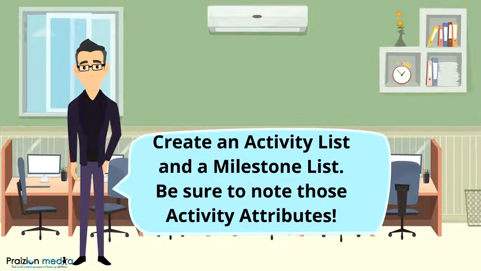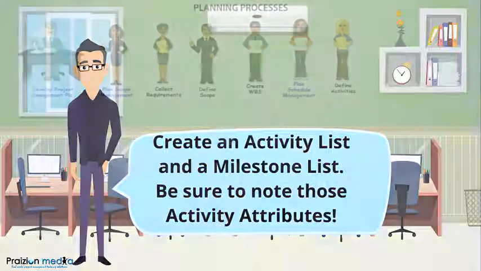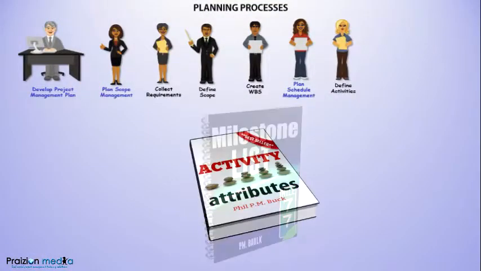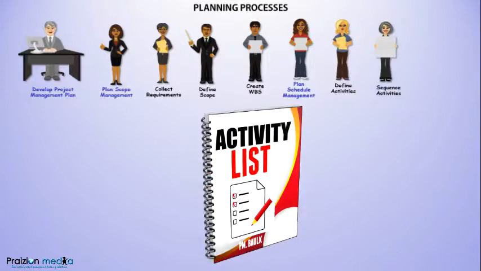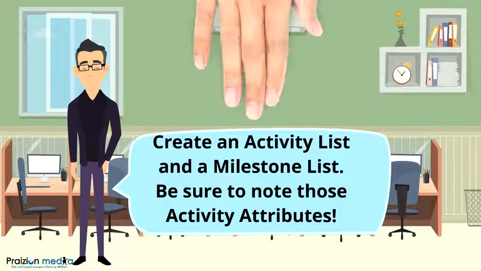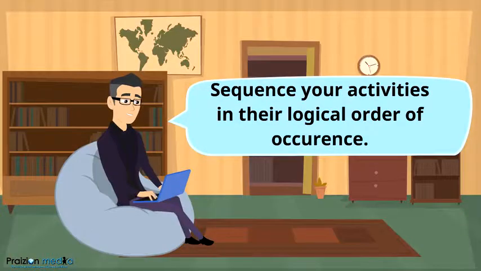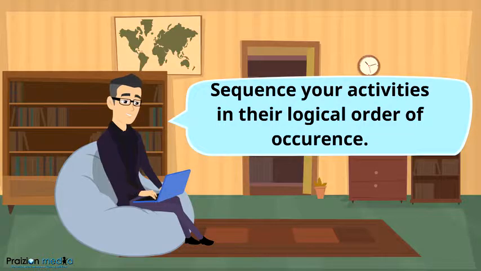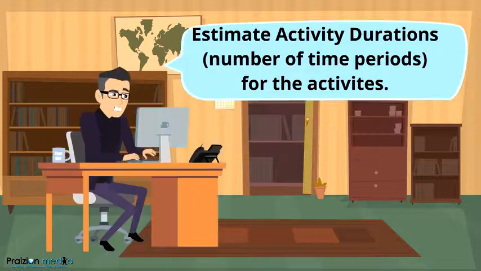The next process here is define activities, where these tasks in the schedule are first of all listed out. The major output is an activity list. The next process is where we sequence the activities by putting them in the logical order of occurrence. In the real world, people might define the activities and sequence them right away, but these are two distinct processes in the PMBOK guide.